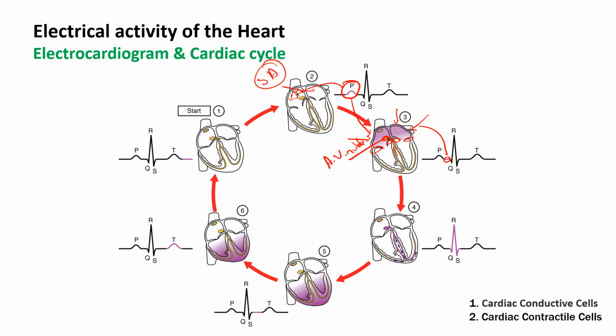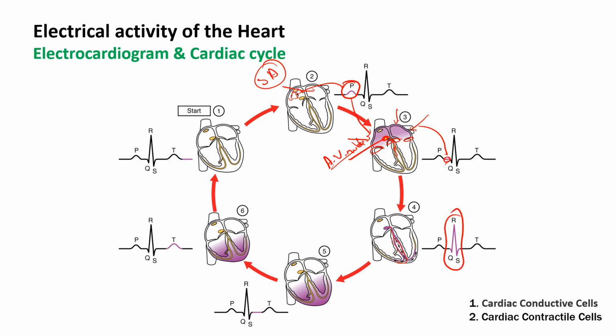They're like some sort of isolation, so the electrical impulse cannot pass through the valve. So that's why the only way the electrical impulse will reach the ventricles is through the AV node. After the pause, the AV node fires, and then the electrical impulse passes almost instantly and is spread through the whole bundle branches, and that is what generates the QRS complex.